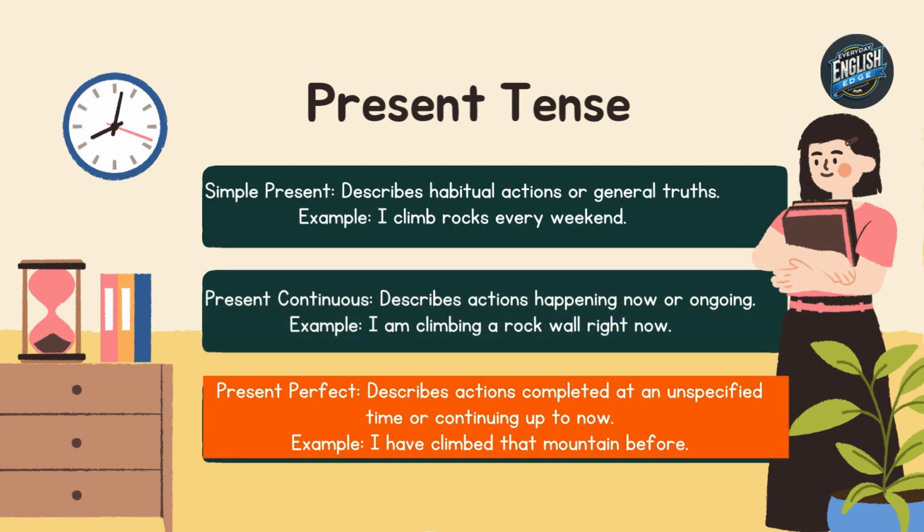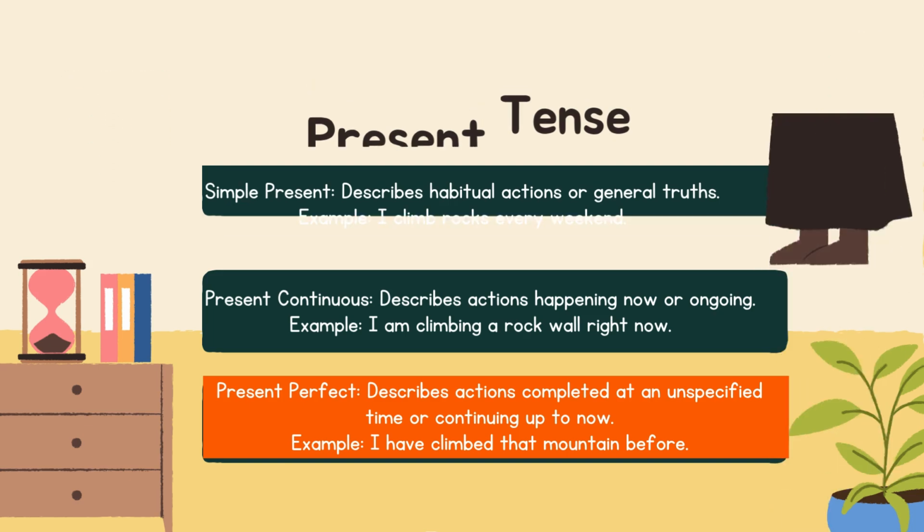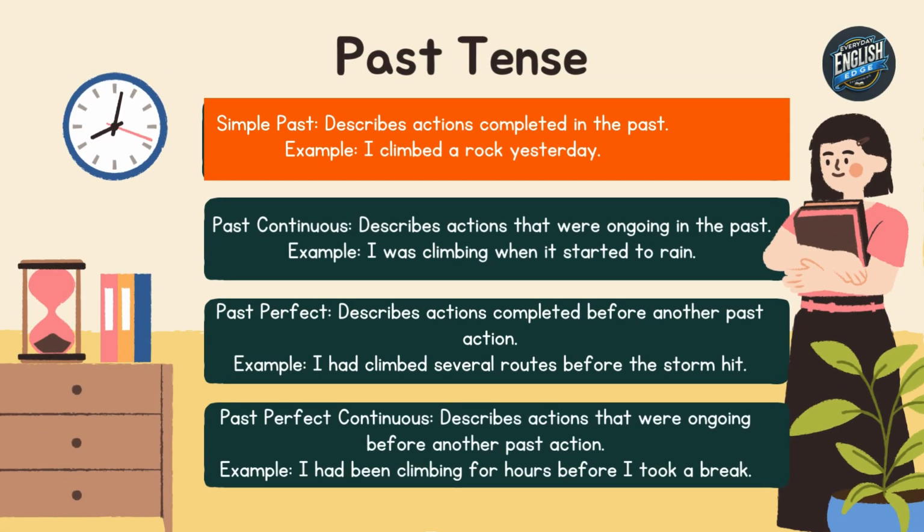Present perfect describes action completed at an unspecified time or continuing up to now. Example, I have climbed that mountain before. Simple past describes an action completed in the past. Example, I climbed a rock yesterday.